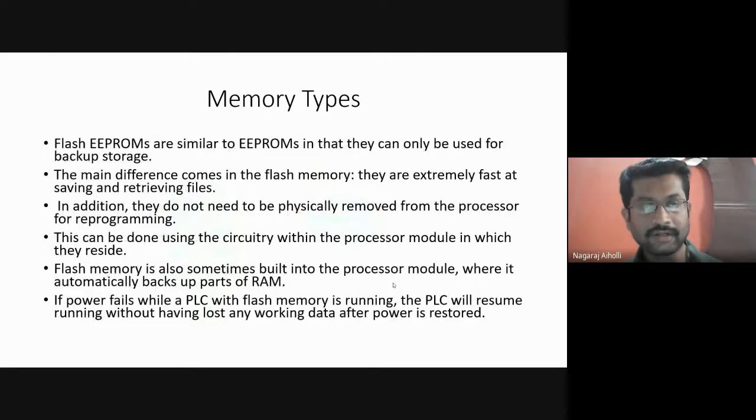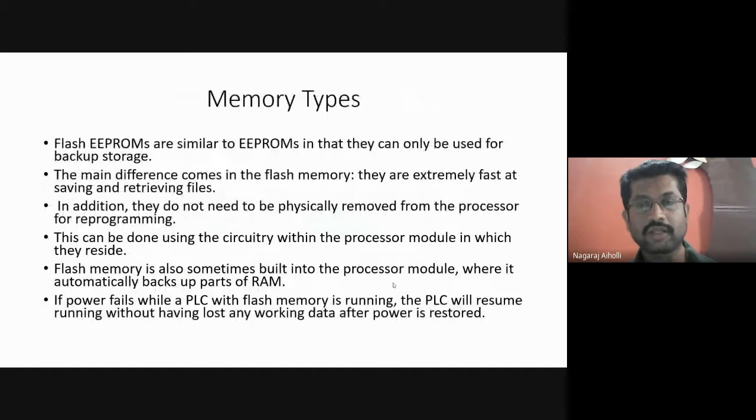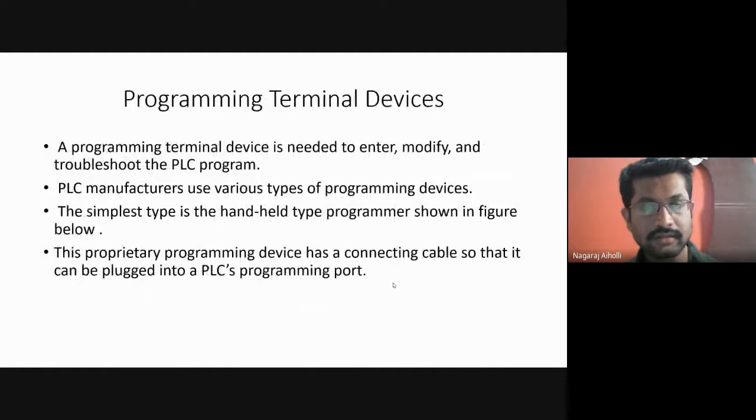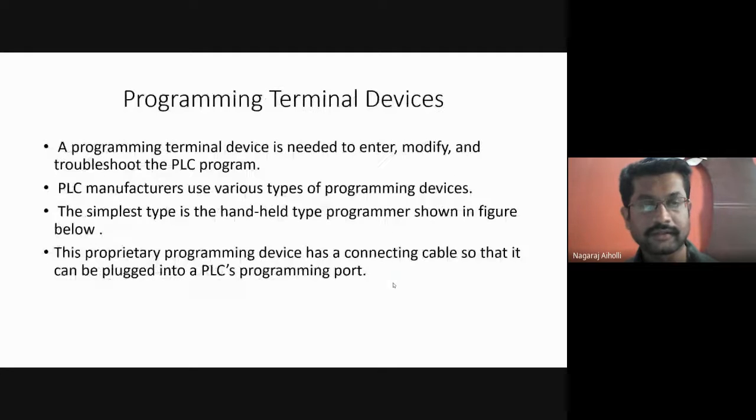Then later on we have seen the flash memory. Flash memory is the fastest among all the memory. It is used for fast reading and fast writing of data into the memory of the PLCs, and it is also non-volatile. PLCs make use of flash memory. It is non-volatile and has the highest speed, and hence the PLCs employ flash memory type of memories.